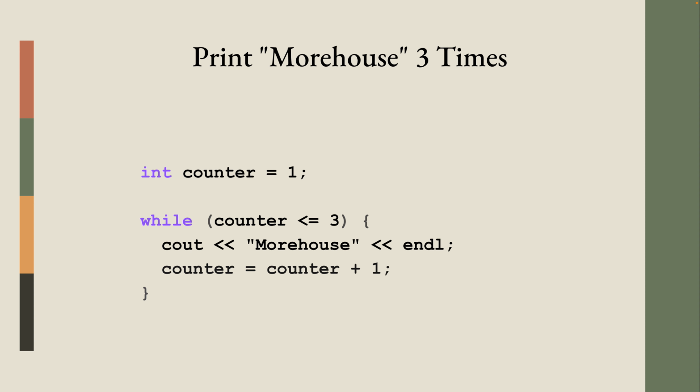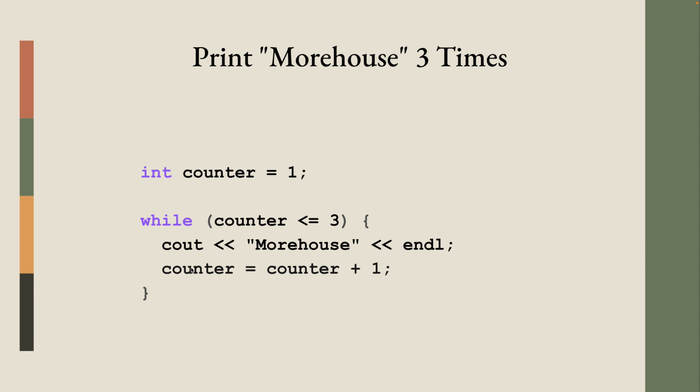And then the fourth time, when counter is equal to 4, that's no longer less than or equal to 3. So then we exit the loop. Any questions on that example? Yeah, so the counter equals counter plus 1. Yes. So when it becomes the fourth time, it just becomes false.